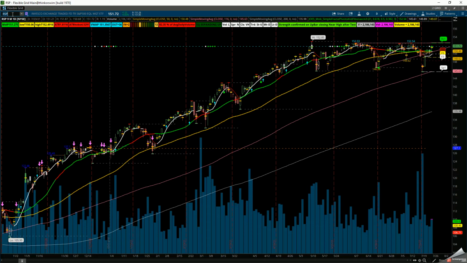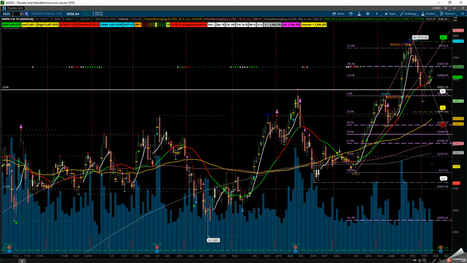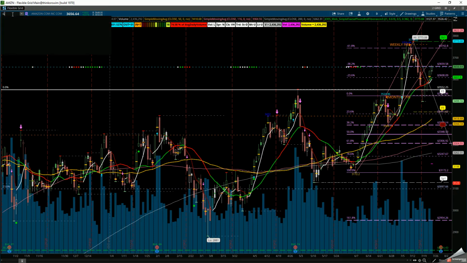And last but not least, let's take a look at a couple of equities. AAPL. We can see AAPL doing catch up. Let's take a look at Amazon. Similar thing, it's reversed. Let's take a look at the GOOGL.